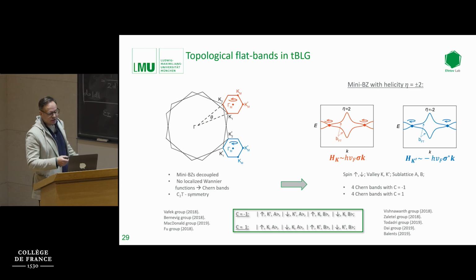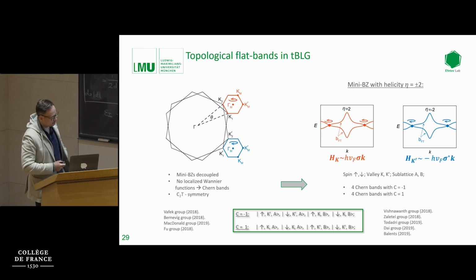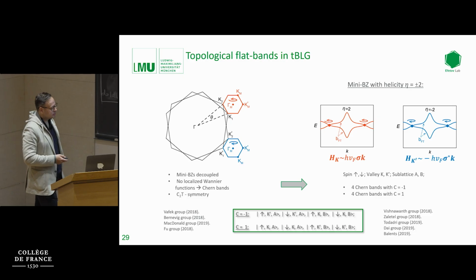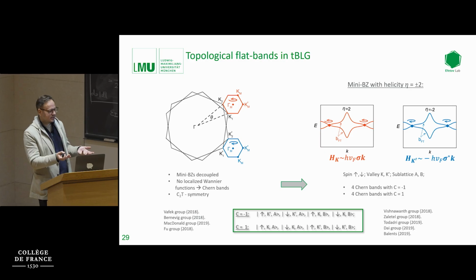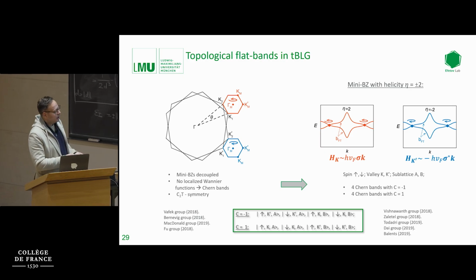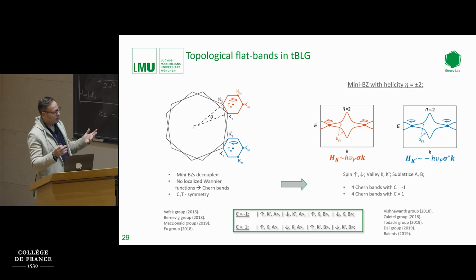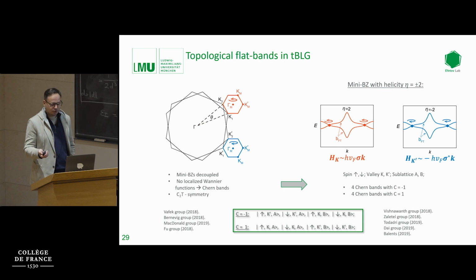Before you introduce any interactions into the system, you will find that in the Bistritzer-MacDonald model, these bands are all degenerate. They appear at exactly the same energy, and you can't distinguish between them. The total Chern number that you get is actually 0, right? You have 4 bands with Chern number 1 and 4 bands with Chern number -1, perfectly degenerate to one another. So in order to observe them, you need to start breaking some symmetries, right?